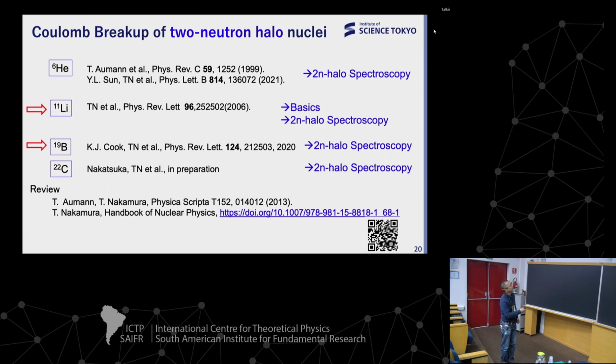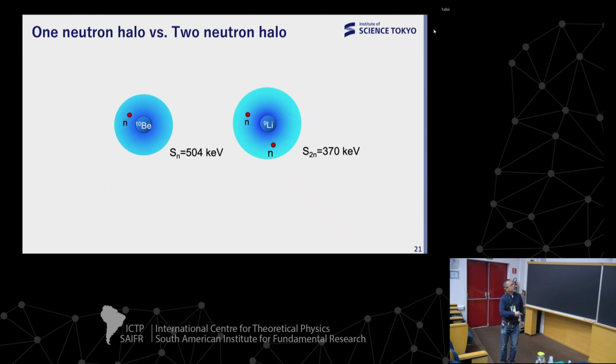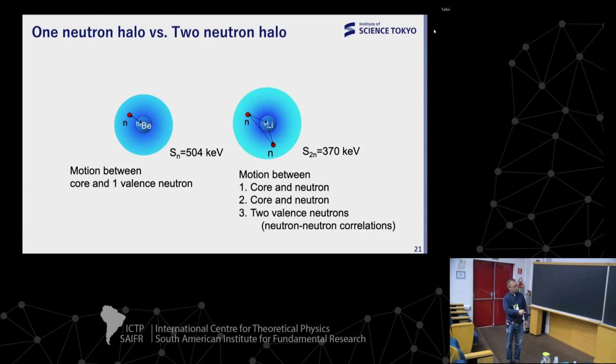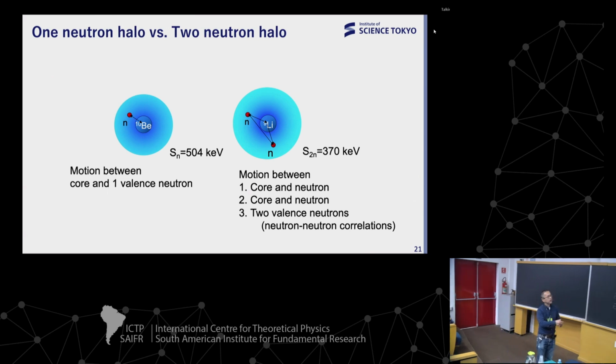Okay, so one neutron halo versus two neutron halo. One neutron halo is like this, two neutron halo is like this, lithium-11. For one neutron halo, we have this motion between the core and the neutron, as we saw. But for lithium-11, we have the core and the first neutron, the core and the second neutron, and the two valence neutrons. So there are more degrees of freedom.